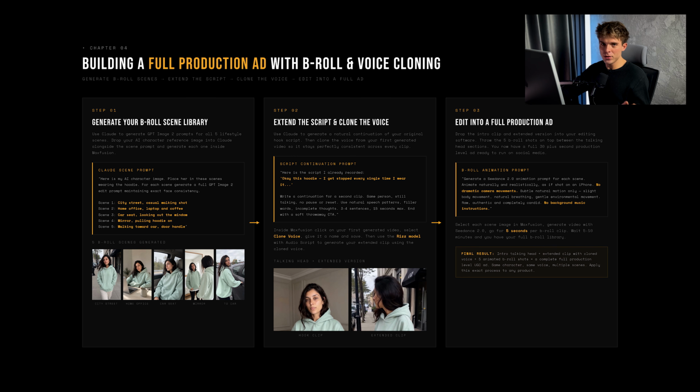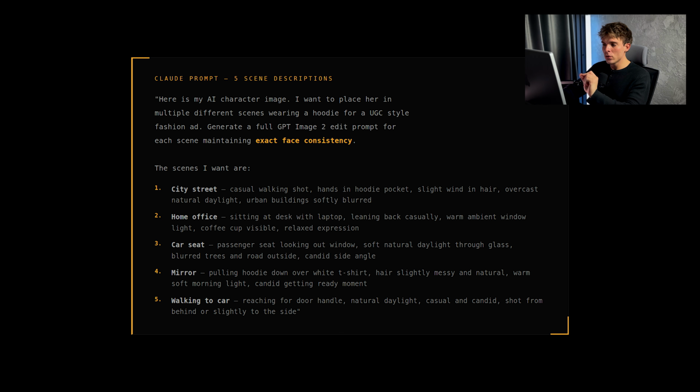Now, let's say you wanted to make a bit longer video, including B-roll shots and talking head shots mixed together. Let me show you exactly how to do this. So first, I'm going to place my AI character in a few different scenes wearing the same hoodie. So I'm going to use this prompt on Claude to generate all of these scenes.